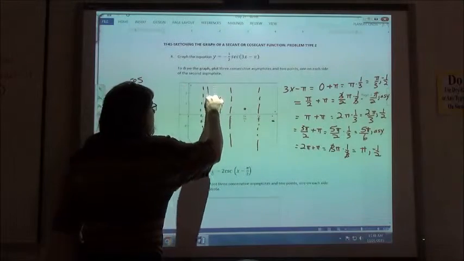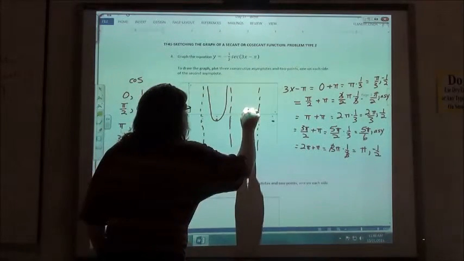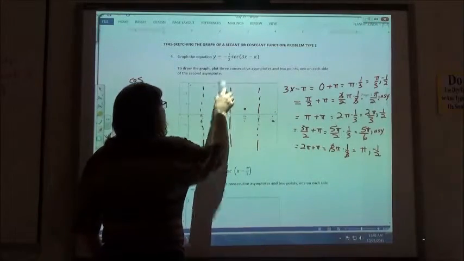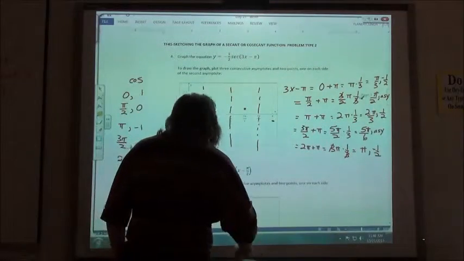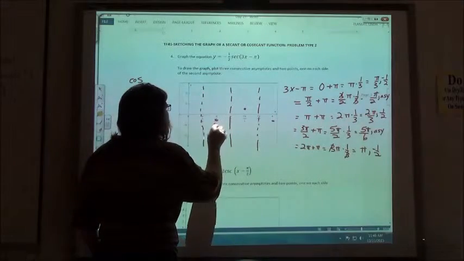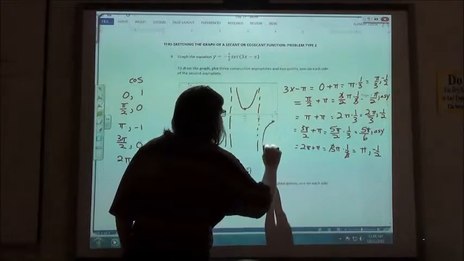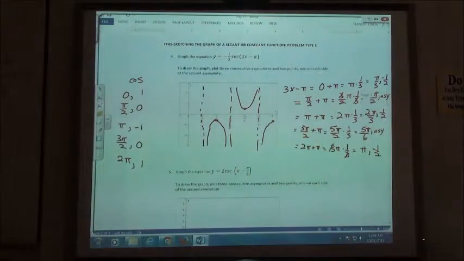And so again, when you hit the graph, whoops, I better draw that the right way. That one went down first. It was at negative 1/2. My secant function is going to look something sort of like that.